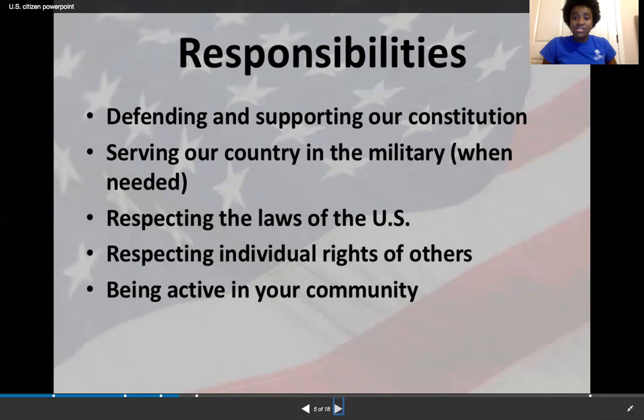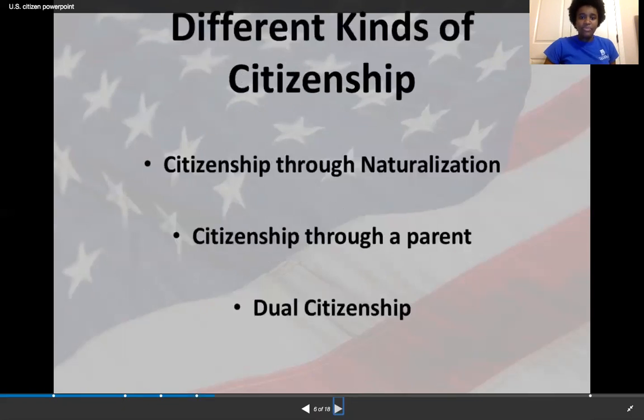Respecting the laws, just like the Constitution, respecting individual rights of others too. That's a really big one. So basically, being caring towards other people and understanding that they're people and they're also citizens, and being active in your community by serving your community, like maybe giving back, food bank, stuff like that. So giving back to your community.